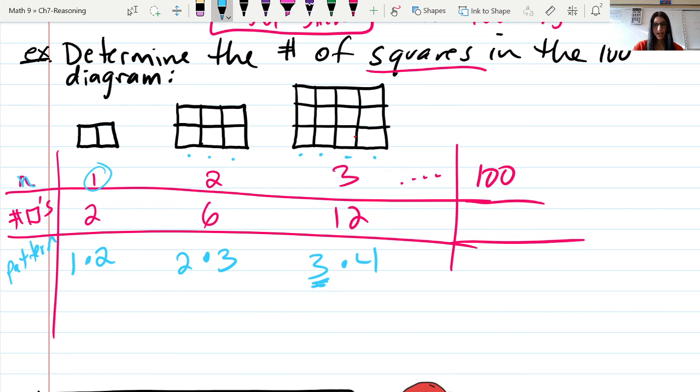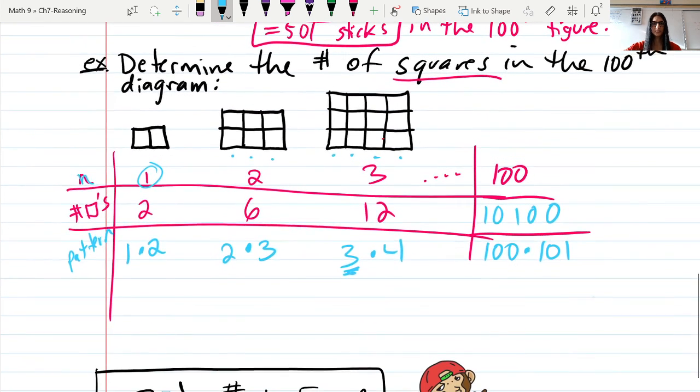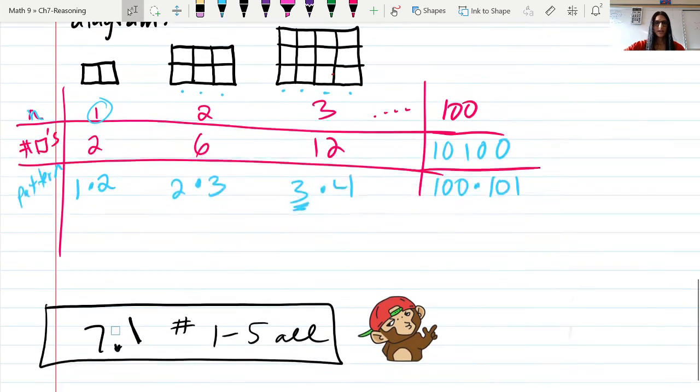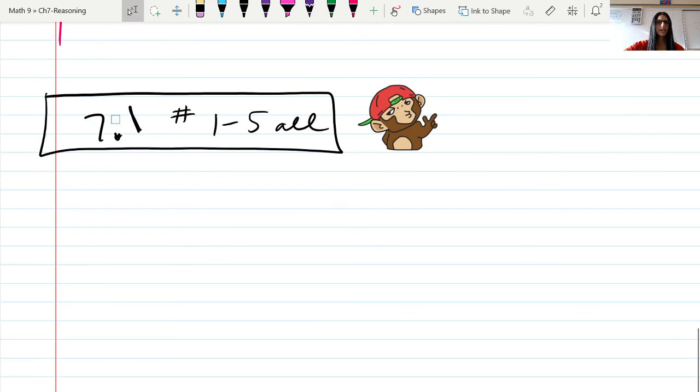So according to this pattern, for the 100th diagram, I should multiply 100 times 101. And that gives me 10,100 as my answer. Okay, so that's the last example. I'd like for you to do numbers 1 to 5, and that's the end of this video.